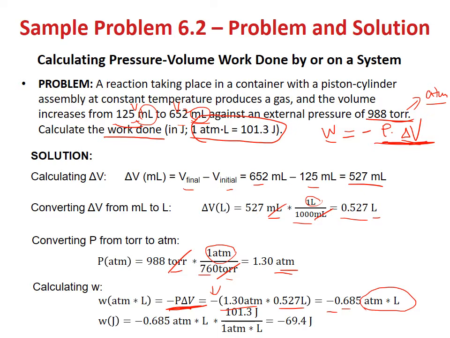That's not joule. So to convert to joule, use the conversion factor: 1 atmosphere liter equals 101.3 joule. So cancel atmosphere liter, give you negative 69.4 joule. A negative sign indicates the work is done by the system on the surroundings. Because it expands, it does work on the surroundings.